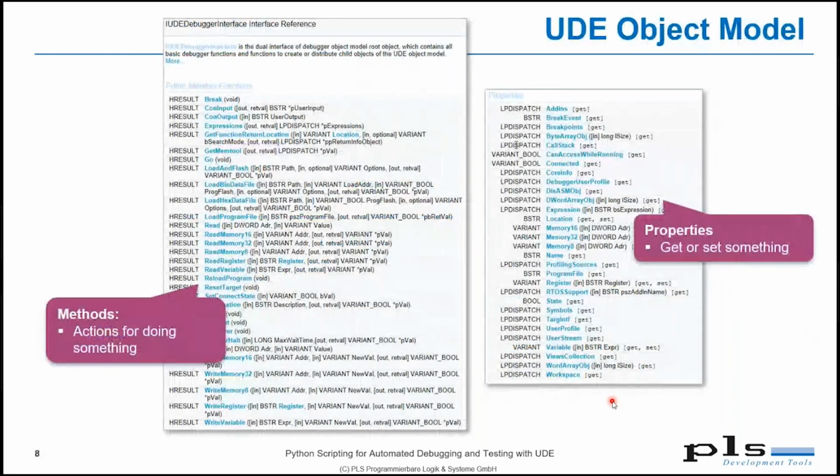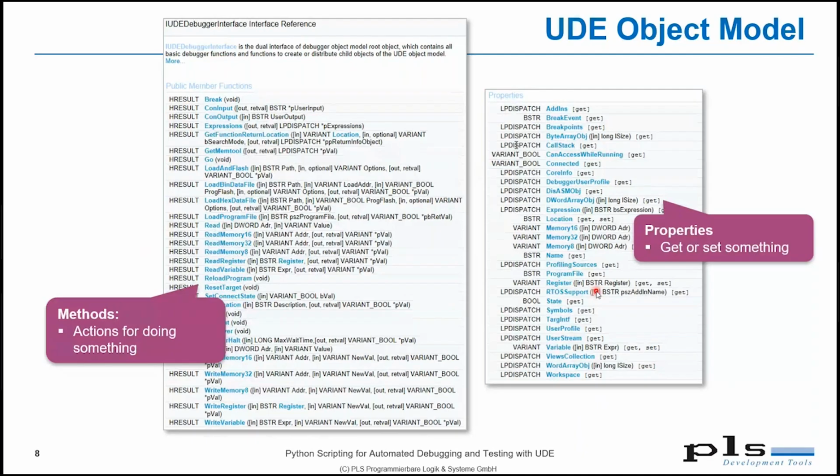So each of these objects implements methods and functions, and also provides properties. We have documentation of them. You see a screenshot of our documentation system, the UDE help system. On the left side, we have all the functions described that the debugger interface provides, and on the right side, we have the properties of the debugger interface.